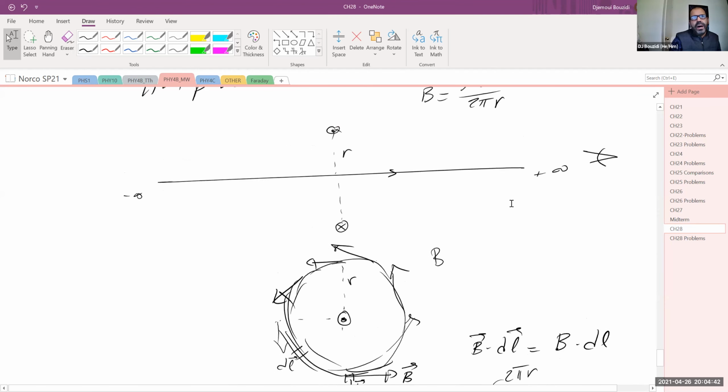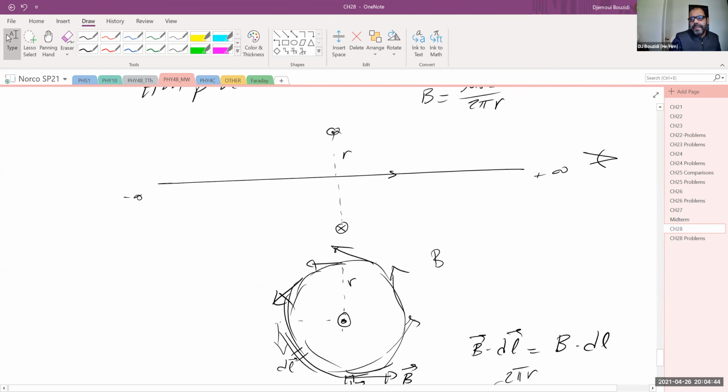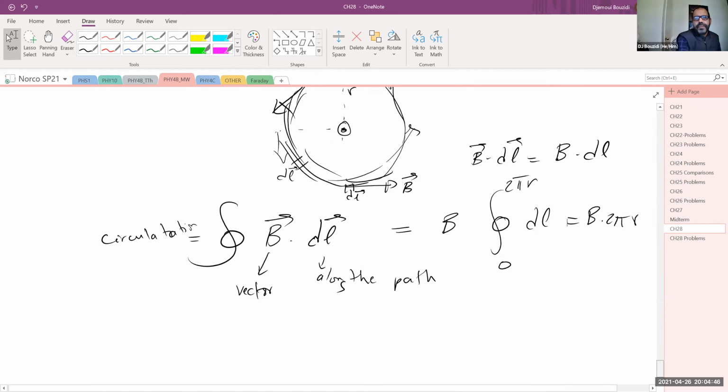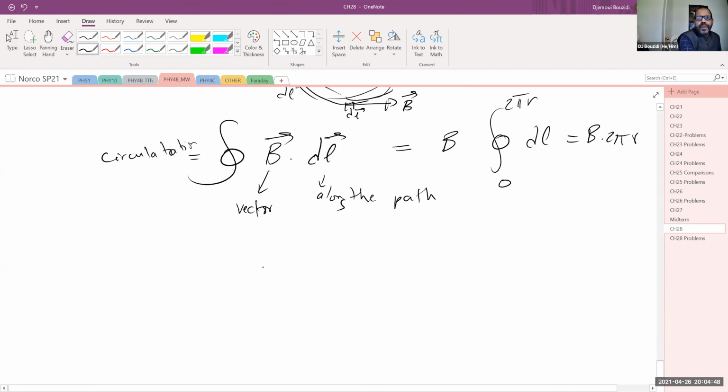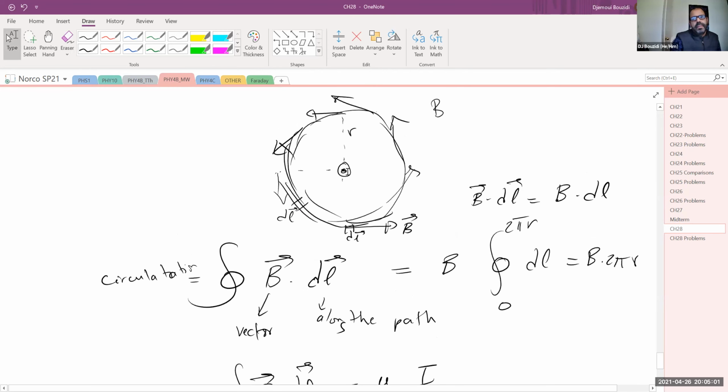And this 2 pi r will cancel that 2 pi r, and it will be left with just mu naught I. So the circulation of the magnetic field over a circle around a wire is simply mu naught times the current that runs through that wire.